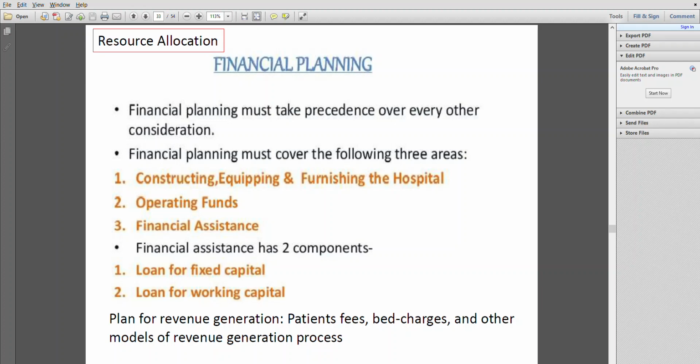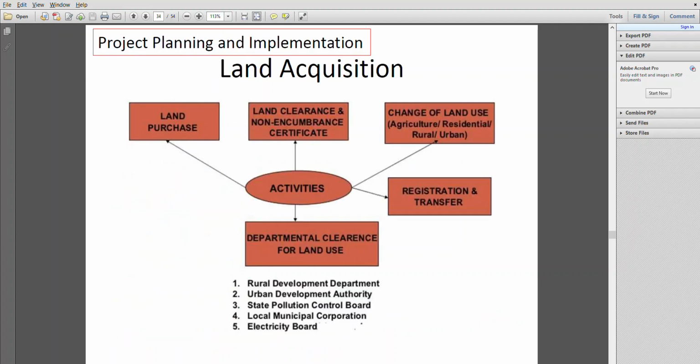So, how do they get the revenue? How do they generate the revenue? Revenue generation happens in different models, such as patient fees, bed charges, and other models of revenue generation. Okay, land acquisition.